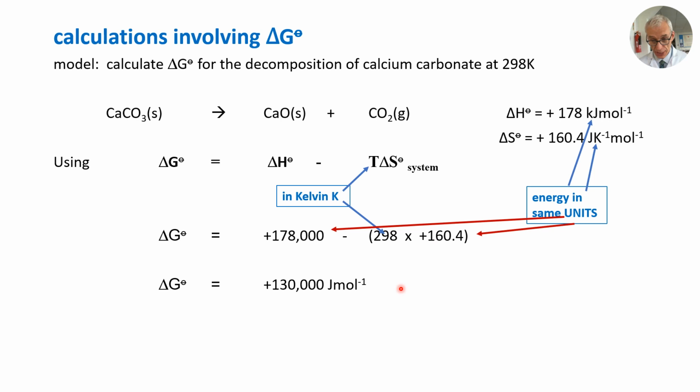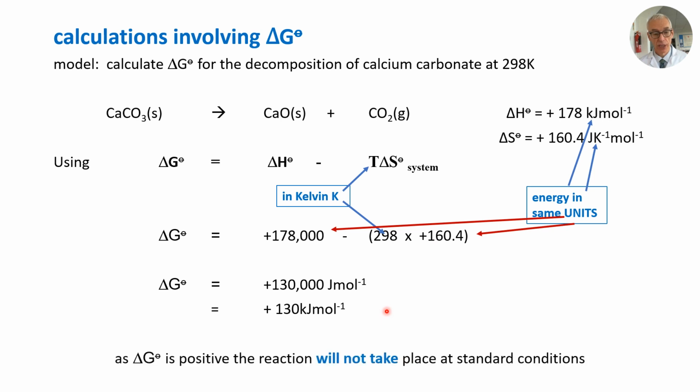Do the math, as they say, it comes out as plus 130,000 joules per mole, but we usually present our answer in kilojoules, so plus 130 kilojoules per mole. Now what can we conclude about that? Well, delta G is positive, so the reaction will not take place at standard conditions. So we've got a definitive prediction. Calcium carbonate will not decompose to calcium oxide and carbon dioxide at 25 Celsius, at room temperature.